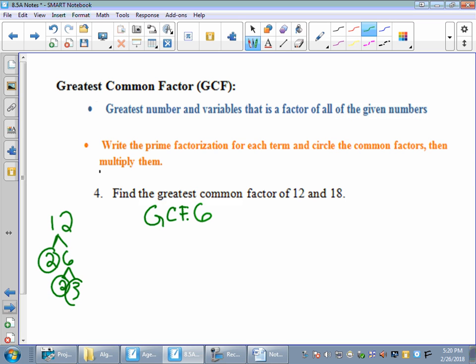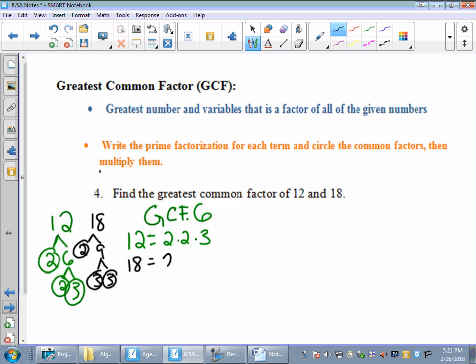Circle all my prime numbers. And I know 12 is equal to 2 times 2 times 3. If I looked at 18, made another factor tree, say 18 is 2 times 9. 9 is 3 times 3. So I know 18 is going to be equal to 2 times 3 times 3.